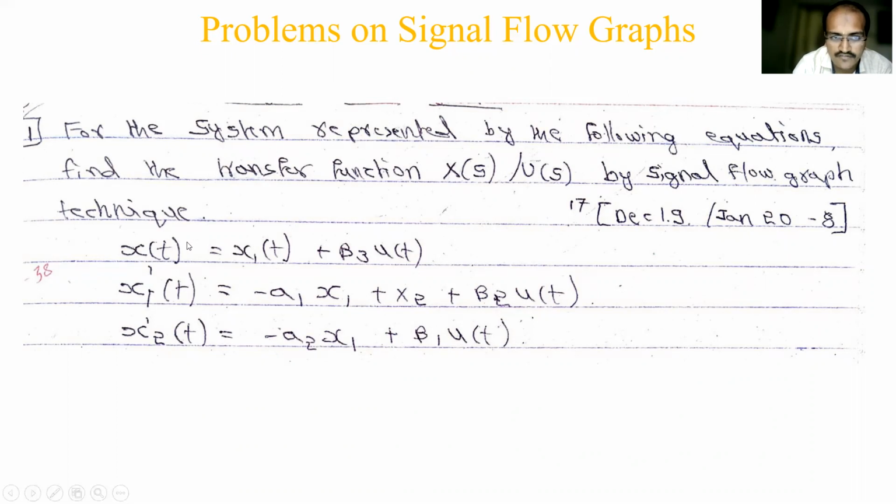So now based on that, we'll start from the output side, because x of t is output and u of t is our input. So at input, u of t will be multiplied by beta 3. This is the branch gain here. And x of t is coming from x1 of t, the intermediate signal. X1 of t, there is a forward path.